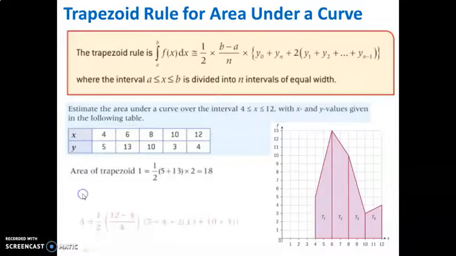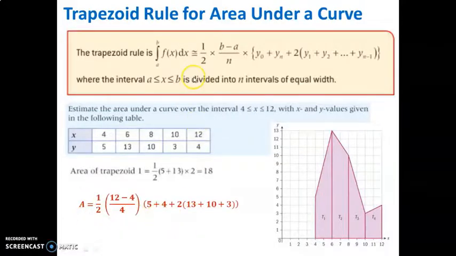So let's check our numbers here. So here's the rule applied. Remember, the first part of the rule has the half and the b minus a over n, which was factored out, right? Because that is part of every trapezoid formula, but we can factor it out. Since it is part of every one, we can just do it once. Remember, b minus a over n is how we calculate the height. We take the beginning value and the ending value, we subtract them, and we divide by how many trapezoids. And that's what we're doing here.